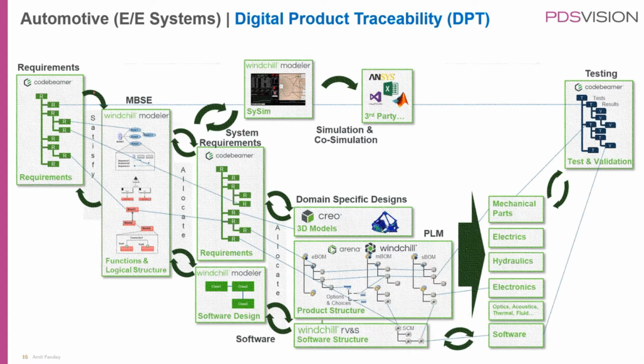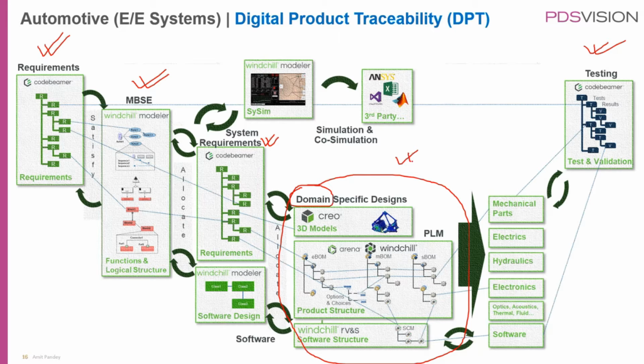What you see here on the Codebeamer side, we manage requirements. We do model-based system engineering in Windchill Modeler. And then again, the system requirements in Codebeamer: from the user requirements or customer requirements, we derive the system requirements and so on. And on the right-hand side, you see the testing part of it. But in this middle area, your system could be a mechatronic BOM, that is, mechanical, electrical, and software. Depending upon the domain, this layer will change.